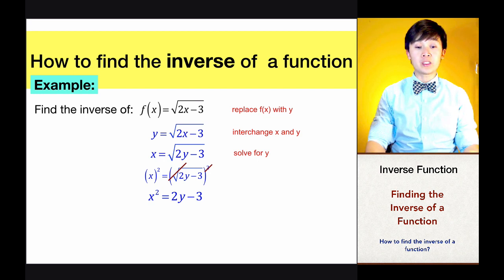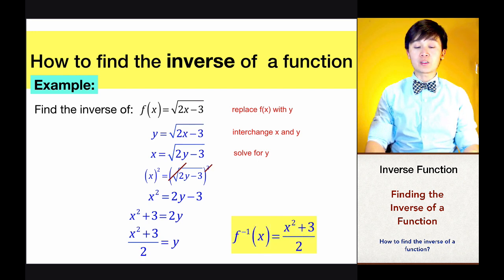So our new function will simply be x squared plus 3 equal to 2y. And by dividing both sides by 2, we'll have x squared plus 3 all over 2. So our inverse function is given by x squared plus 3 all over 2. And we're able to solve this by using algebra.